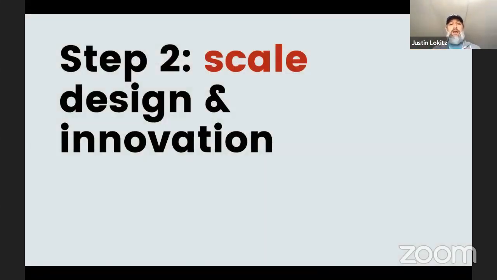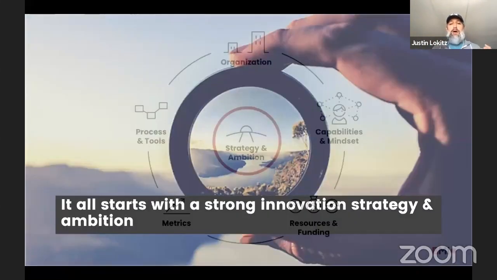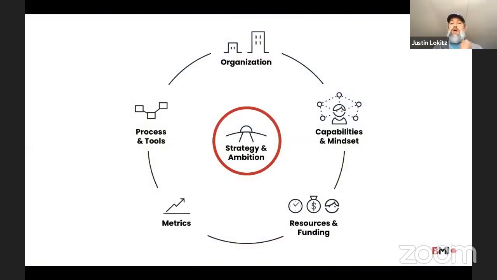Step 2 in all of this stuff, you have to be able to scale design and innovation in your organization. Because if you're going to go through a shift, you must realize that it's not going to be the first shift. It's going to be a shift of many shifts. It's going to be many business models, probably, that have to go through these changes. All of that starts with a really strong strategy and ambition and a vision to go through these changes and see some of these things through.